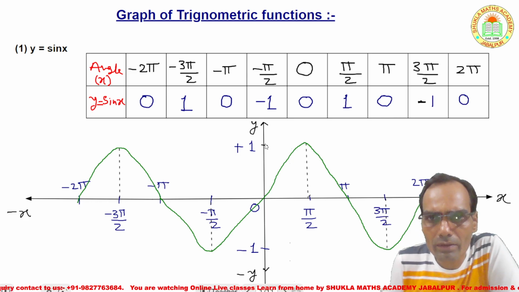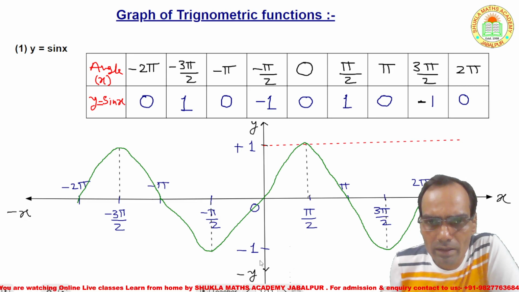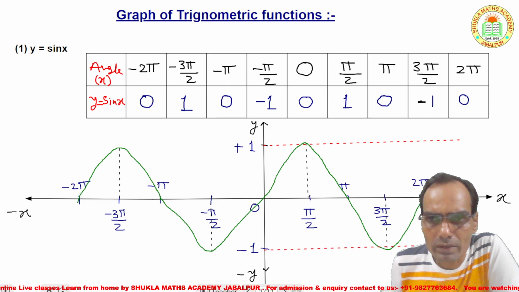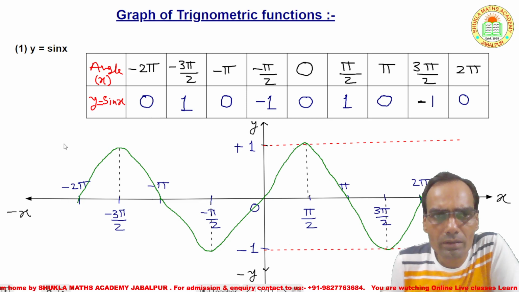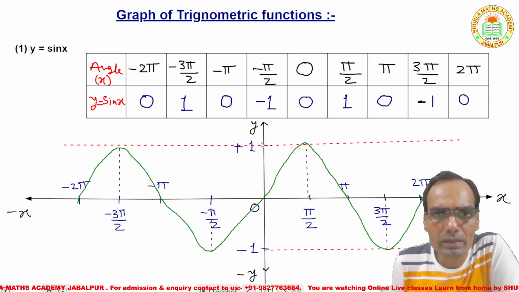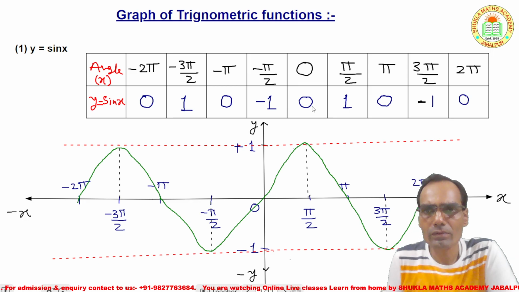Here the values are coming to plus 1, right? So draw the graph here, that is the maximum value of sine x, plus 1, and here it is going to minus 1 on the downside, right? So this is minus 1, and also on the left side the maximum value of sine x is plus 1, and on the downside it is also minus 1, right? This is how we can plot the graph. Okay.